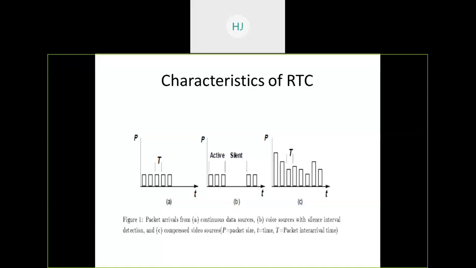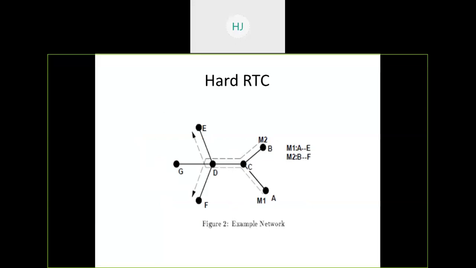These are the characteristics of real-time communications. Next is hard RTC. We can see there are two approaches to real-time communications: one is hard real-time communications, and the second one is soft real-time communications. First is hard real-time communication.